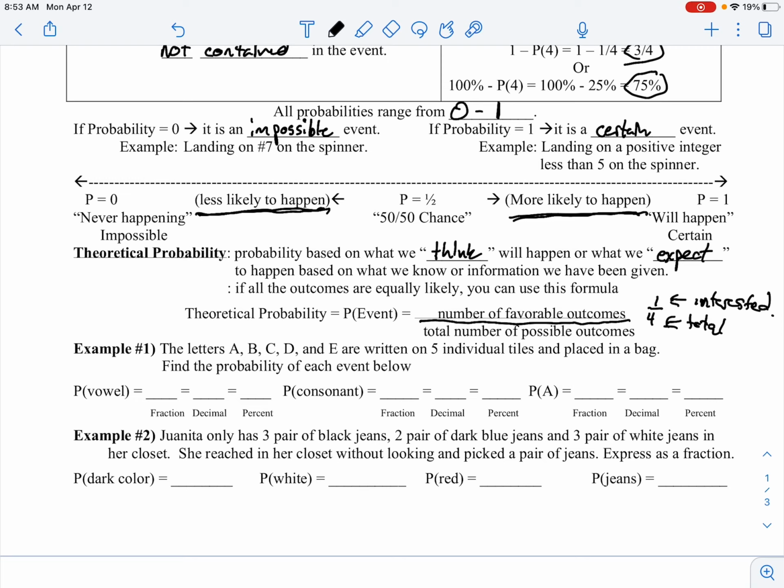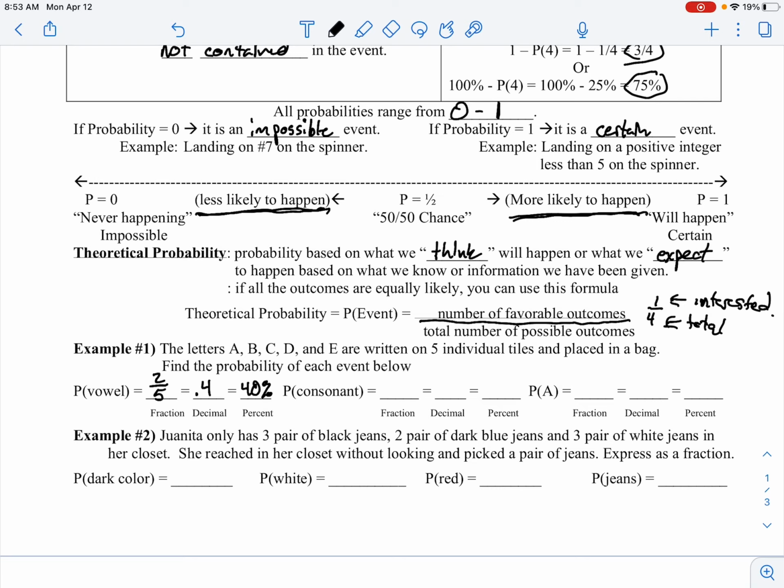Alright, so we've got an example here. The letters A, B, C, D, and E are written on 5 individual tiles and placed in a bag. Find the probability of each event below. So what is the probability of drawing a vowel? Well, we've got 5 letters in there, right? And how many of them are vowels? The only vowels that I see are A and E, right? So 2 of those outcomes are favorable for us because 2 letters are vowels. So we have a 2/5 chance of drawing a vowel, which as a decimal would be 0.4, which as a percent would be 40%.